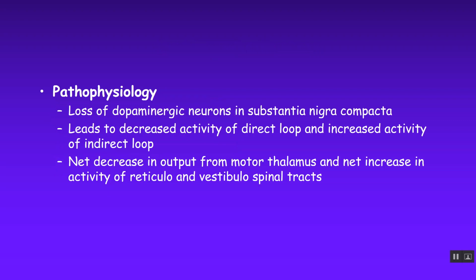So the pathophysiology of idiopathic Parkinson's disease is you get loss of dopaminergic neurons in the substantia nigra, the pars compacta part. Those start to die off. This leads to a decreased activity in the direct loop and an increased activity in the indirect loop, because now you don't have enough dopamine going in to excite the direct loop and inhibit the indirect loop. So now the direct loop's not as active, but the indirect loop is more active because it's not being inhibited. And so the net effect is less motor output or influence going back to the cortex.